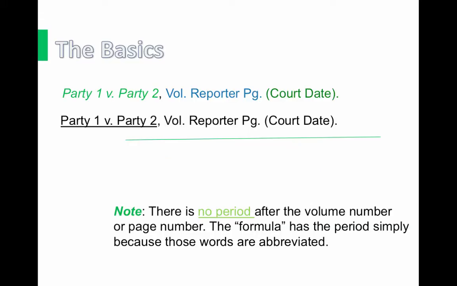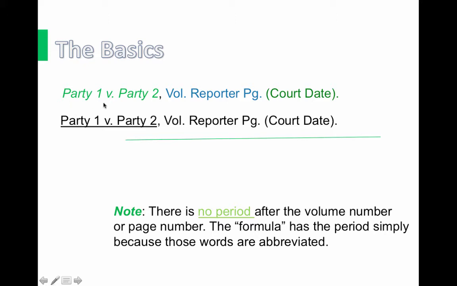So this is just a basic overview of what a formula would look like for a full citation. You have the party names, the volume of the reporter and the page number, and then the court it was decided in and the date. I just want to point out that there's no period. When you're using a volume number and a page number, you don't put a period after it. It's just like this here because these words are abbreviated.